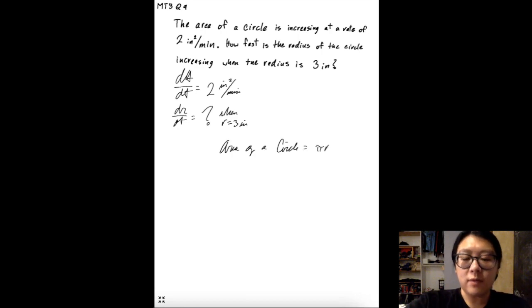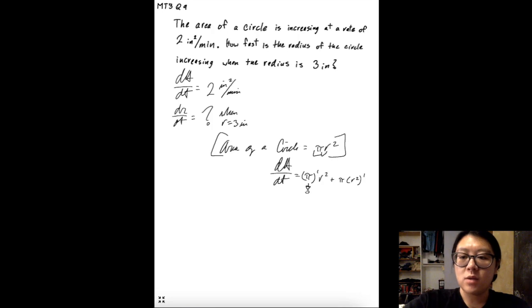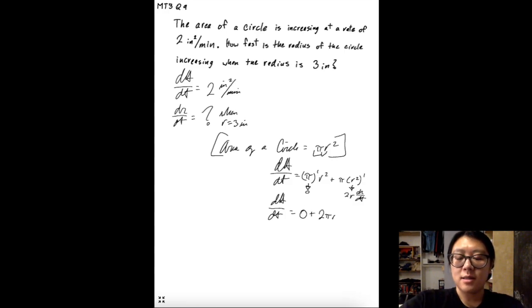So I've got to take the derivative of all that, so I get dA over dt is going to be equal to, using the product rule, the derivative of pi times r squared plus pi times the derivative of r squared. Now the derivative of a constant, which is what pi is, is just 0. The derivative of r squared is going to be equal to 2 r times dr over dt, because we take the derivative of r, therefore we get dr dt. Moving down, dA over dt is equal to 0 plus 2 pi r dr dt.